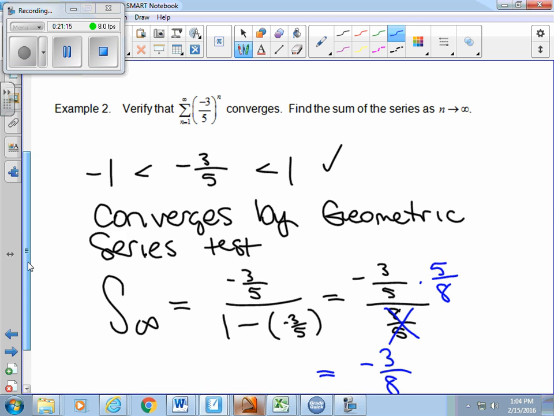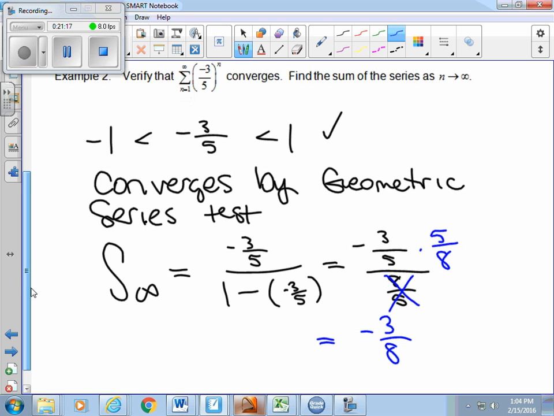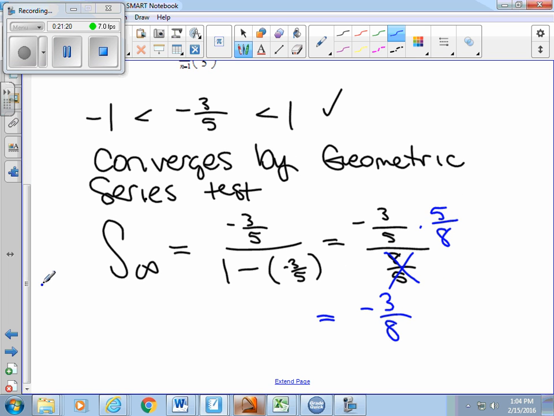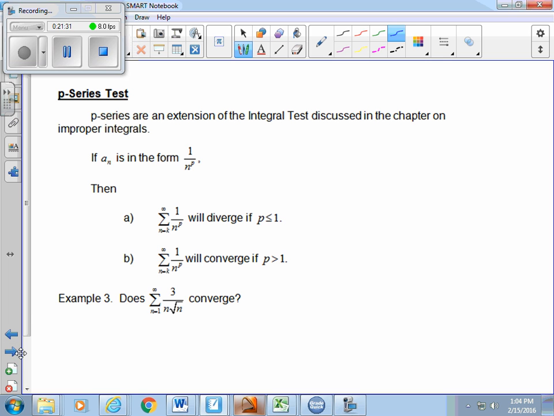So our first test, other than the nth term test, is the geometric series test. If a geometric series, use that. Next one is called the p-series test. We looked at this a little bit when we looked at improper integrals. And this is kind of similar to the discussion with geometric series.